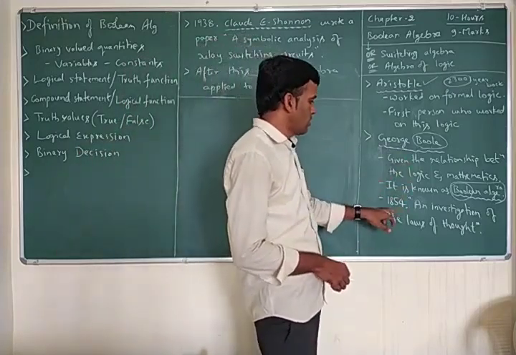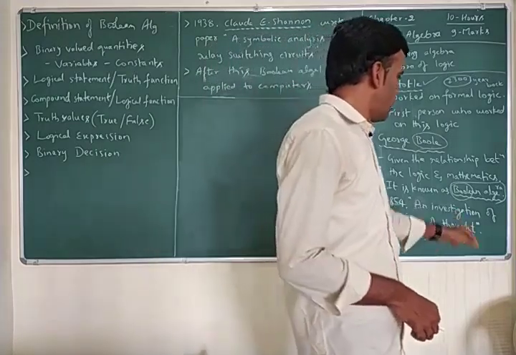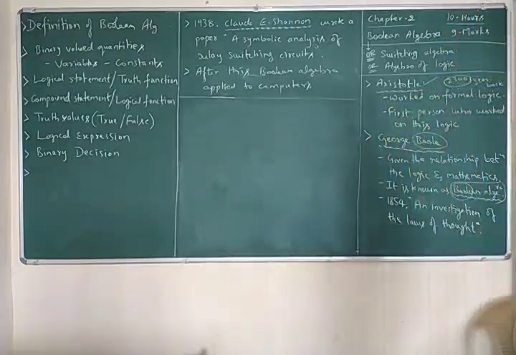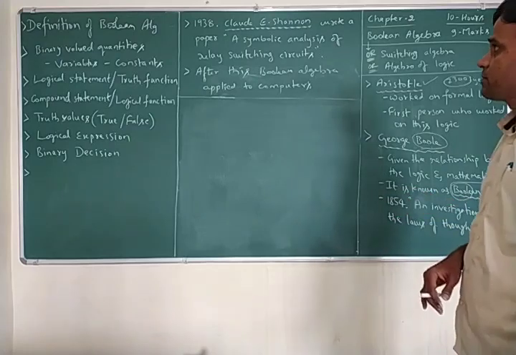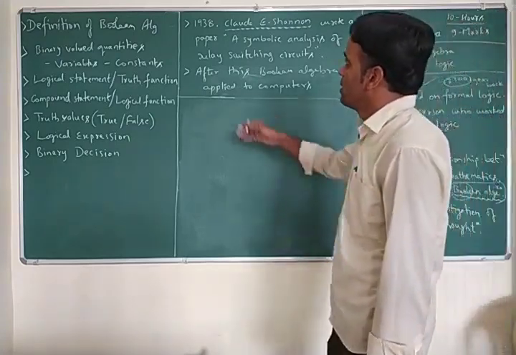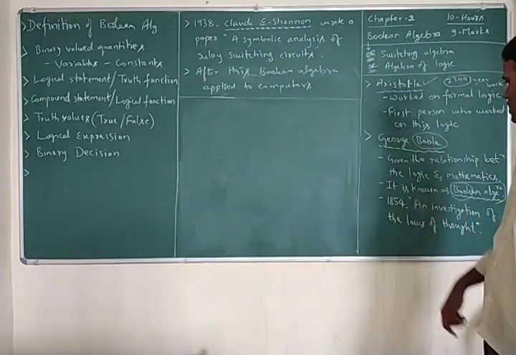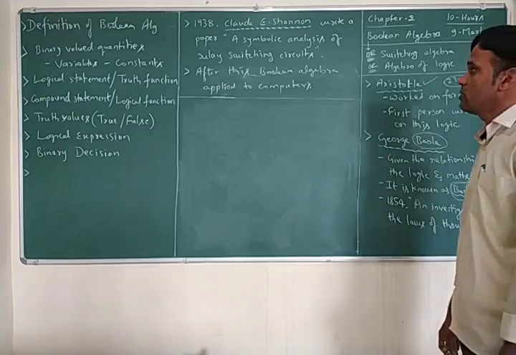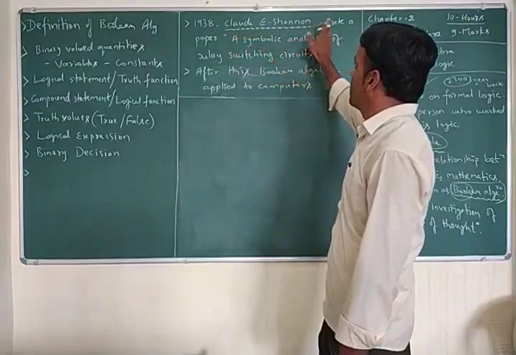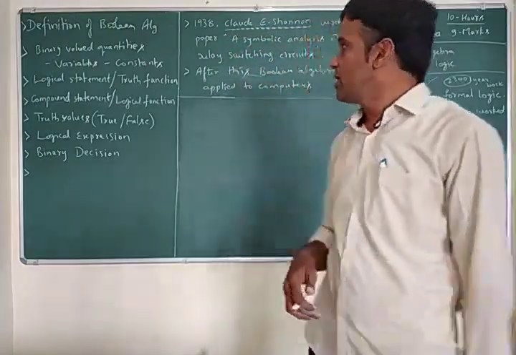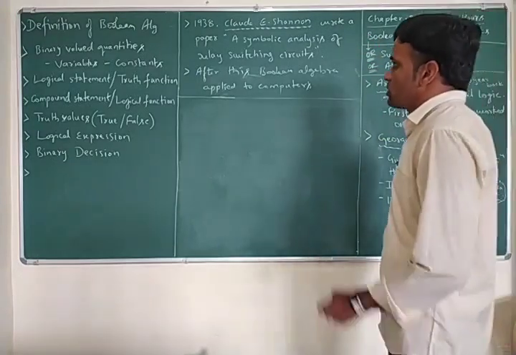Here, this person in 1854 wrote a paper called An Investigation of the Laws of Thought. After that, it remained in the paper till this 20th century. So this George Boole worked in the 19th century. After some gap, again in the 20th century, this person, Claude E. Shannon, wrote a paper called A Symbolic Analysis of Relay Switching Circuits.